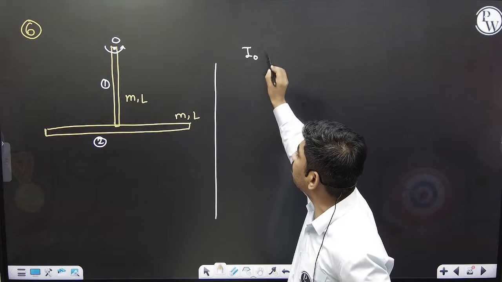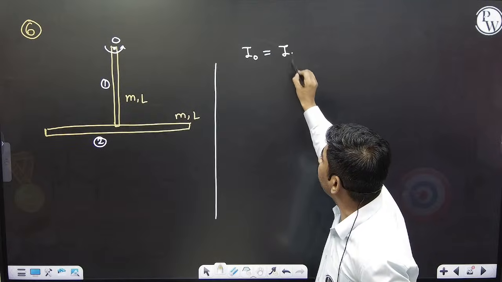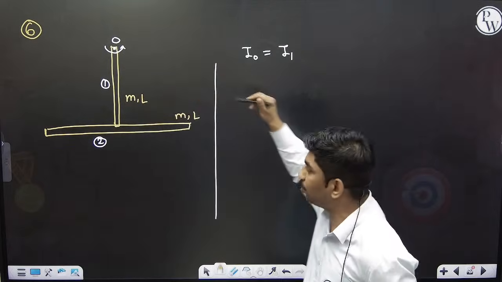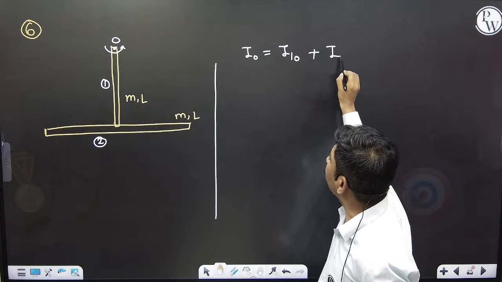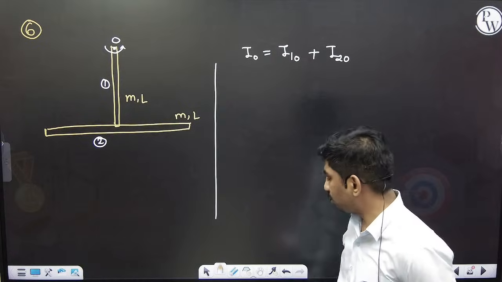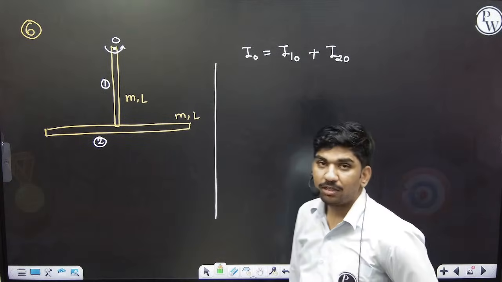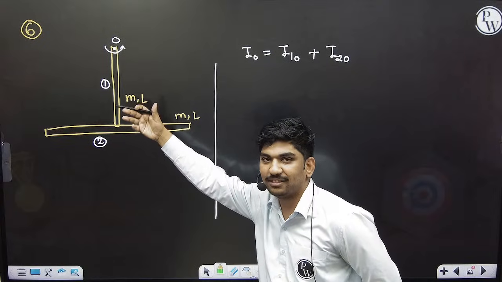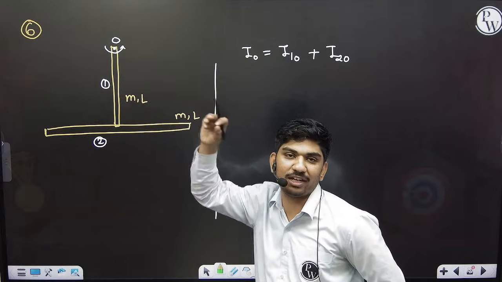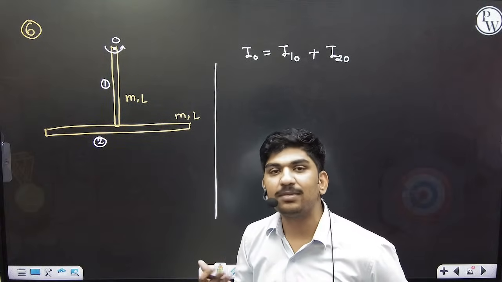I net about this axis O can be written as the moment of inertia of this rod 1 about O, which you know already, plus the moment of inertia of the rod 2 about O. Now you tell me, students, if we have such a situation, the moment of inertia of rod 1 about point O, what is it? Because this O is passing through the end point of the rod, we are going to get the moment of inertia as mL square by 3.